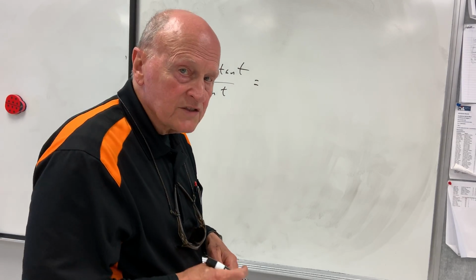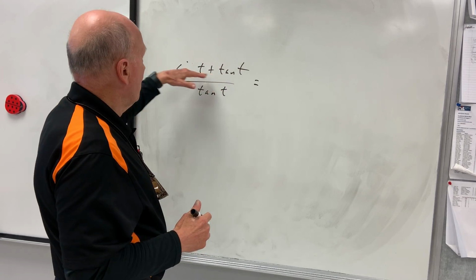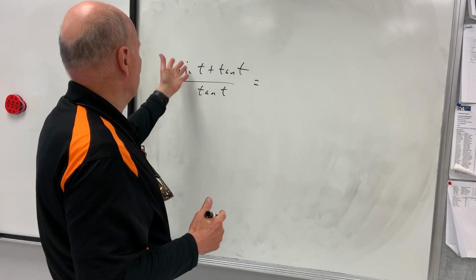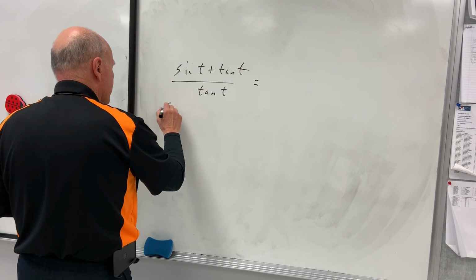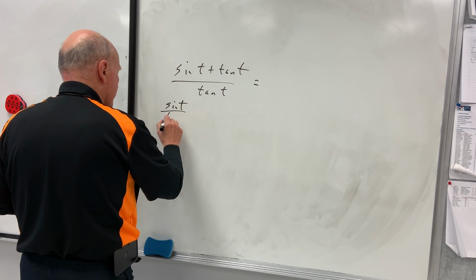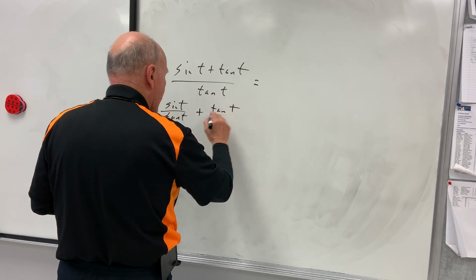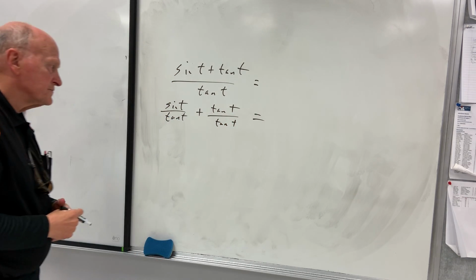Again, multiple ways that I can work this. I could work up here a while and get it, or I can go ahead and work it in parts. I think I'm going to work it in parts. I've got sine t over tan t, plus, and I have tan t over tan t, like so.